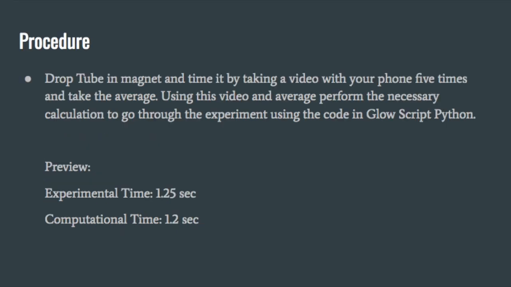The procedure of this lab included dropping a magnet into a tube and then timing it by taking a video with your iPhone, and doing that 5 times. After you've done it 5 times, take the average and, using the video and the average, perform the necessary calculations and go through the experiment using the code in GlowScript Python.